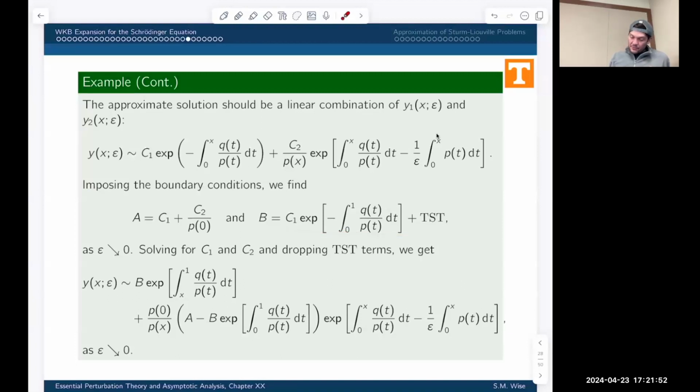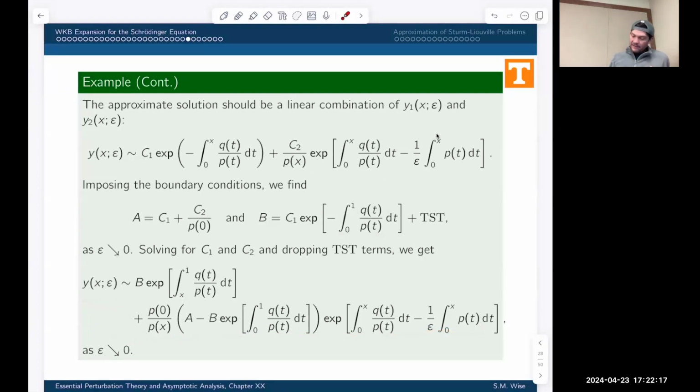So that then allows us to solve for C1 and C2, I think. No. Yeah. No, I'm missing a C2. Oh, no, here's C2. Sorry. Okay, so this does allow us to solve for C1 and C2, and I claim that what you get after dropping transcendentally small terms is this. So this is where we'll pick up next time.